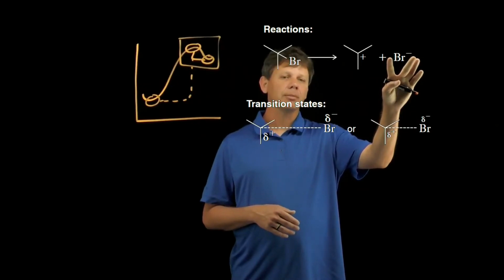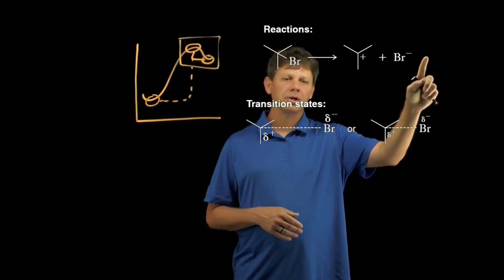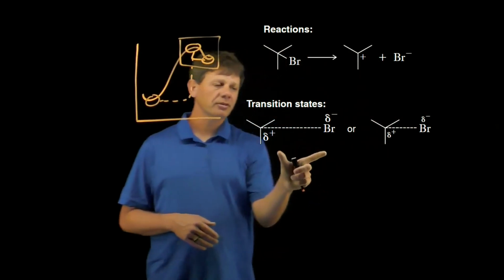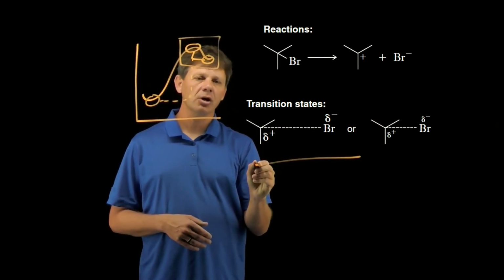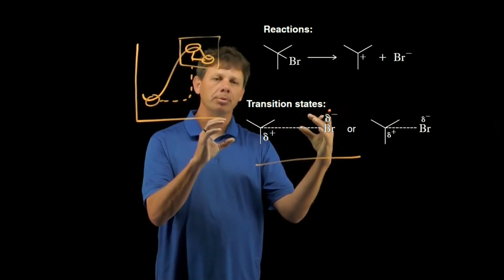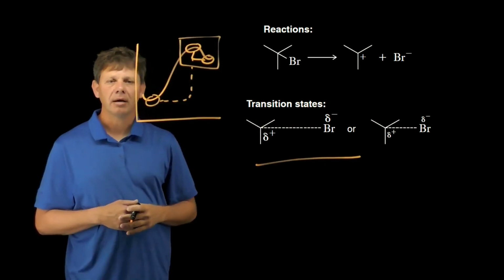Well, when we look at the product, what do we see? We see that this carbon-bromine bond is almost completely broken, and we have a full -1 charge on the bromide, a full +1 charge on the carbon. Thus, the transition state here on the left that shows bigger partial charges on the bromide and the carbon and a much more broken carbon-bromine bond must be the transition state of this reaction.